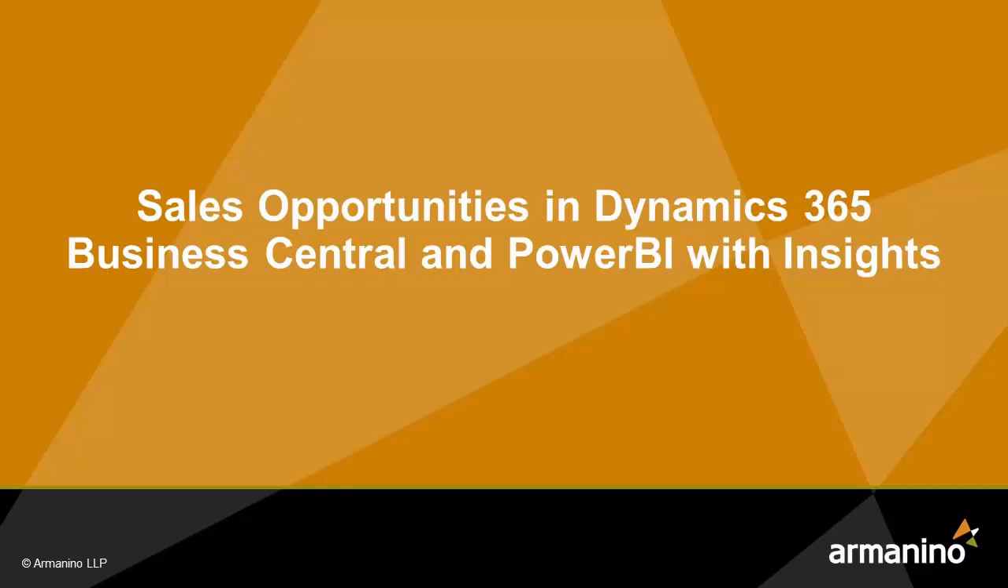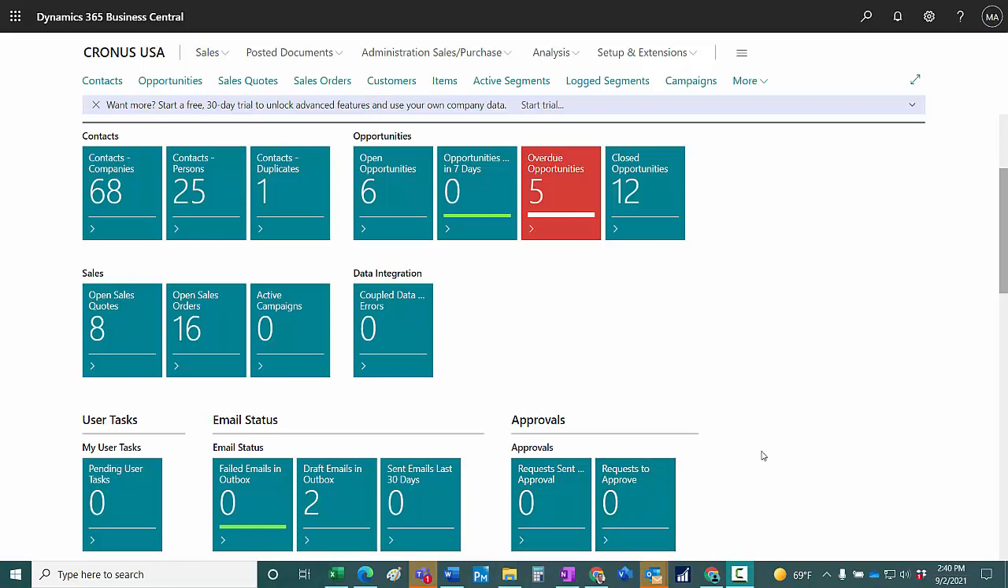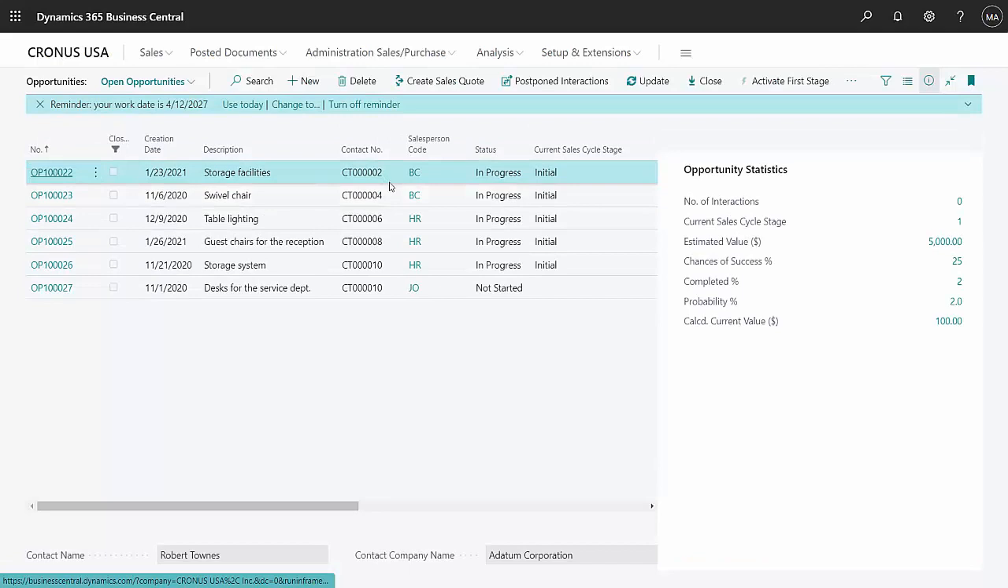To show you how you can use the CRM functionality within Business Central to track sales opportunities. I'm logged in as a salesperson, and I see my role center with the tiles on it that focus my attention on what needs to be done. I want to look at the open opportunities. These are all the open opportunities in my business.